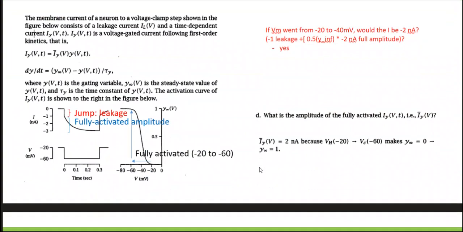And the amplitude of the fully activated current. Leakage current is the instantaneous change, and the fully activated amplitude is the remaining exponential change. So that we know is -3 minus -1, so we got 2.